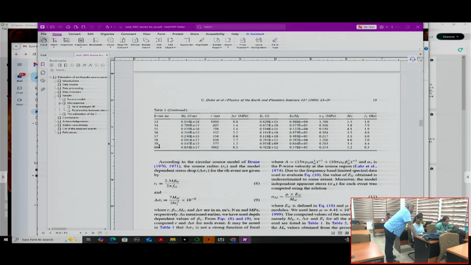So K into Vs. K is a constant, K equals 0.37. And then Vs equals what? Vs in kilometer per second. How much Vs value have you given? You have given Vs equals 3.5, right? So 3.5 kilometer per second.